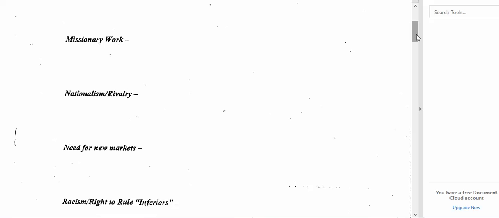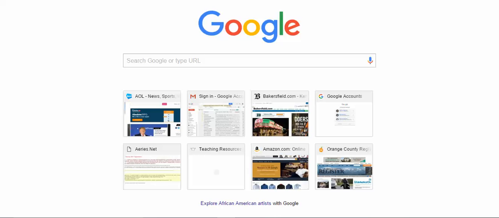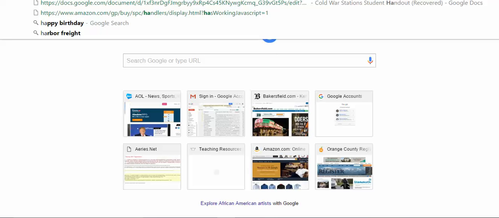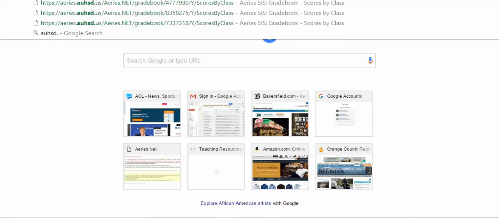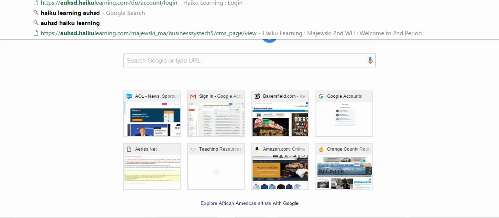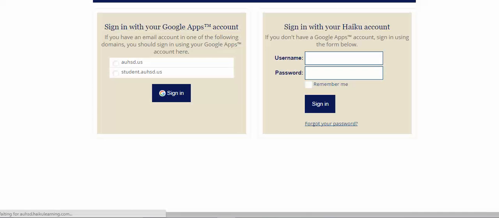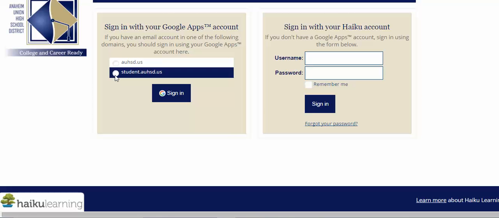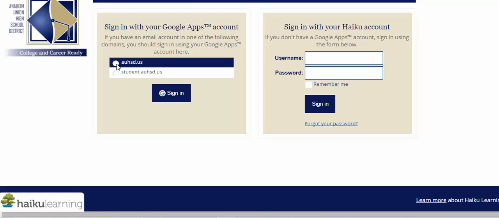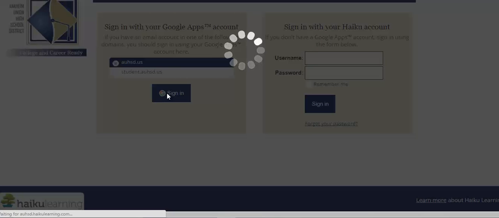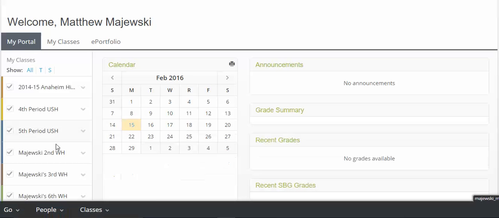Once we have all of those steps completed, speaking of Haiku, that's where we are going to head. And of course, we're going to come up to the bar at the top. We're going to type in auhsd.haikulearning, and as you're going to see, it's going to pop up .com. It's going to take you to this screen. Now you'll click on student.auhsd.us. I, of course, because I'm a teacher, I'm going to be clicking on auhsd.us. It's going to take me to the page.